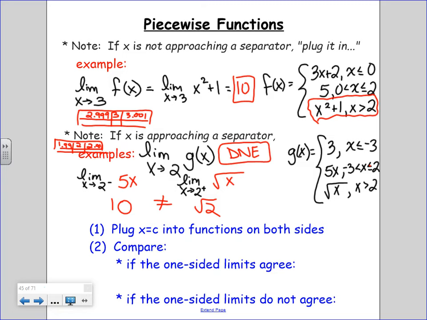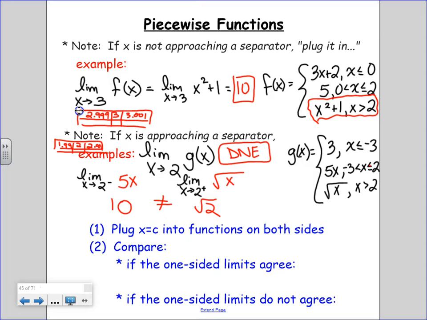And because the limit does not exist, it doesn't even matter whether or not it agrees with the function value. If the limit does not exist, is this function continuous at 2? No. Why? Doesn't match up.